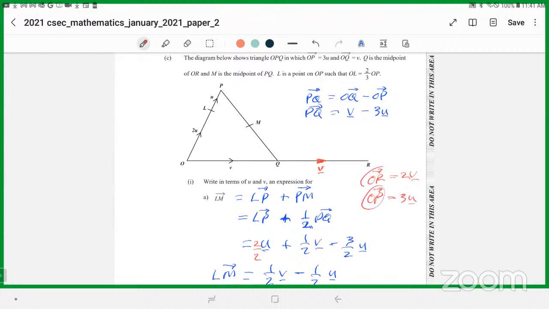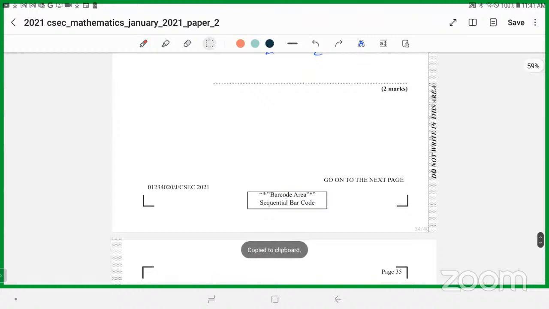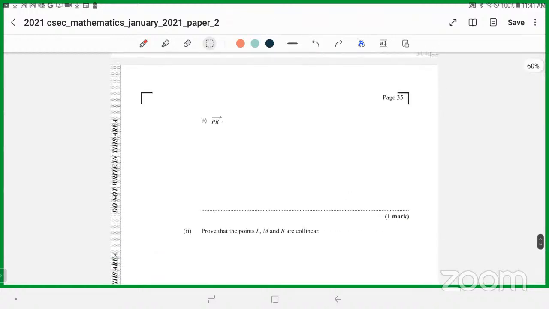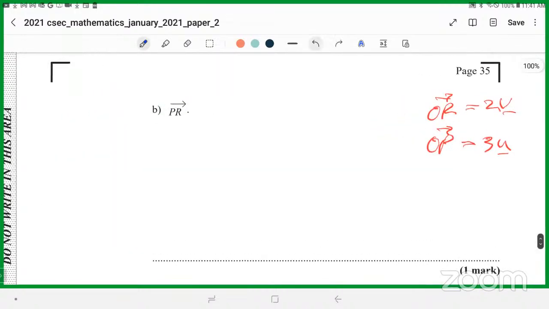So once you know the position vectors, you can use them. O times the last minus O times the first. I'm going to copy this down. So we could use that instead, but I'm just showing you that you could also use a diagram. Let me write it here. I can use O times the last minus O times the first. So vector PR, I can use OR minus OP. You're going to get the same answer as what you said. So the OR is 2V minus the OP is 3U, minus 3U.